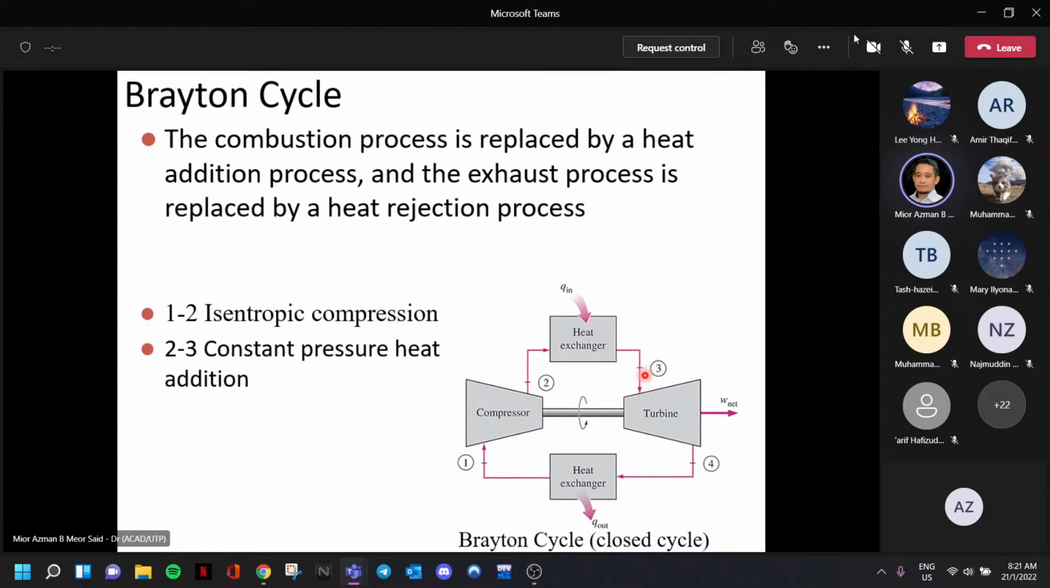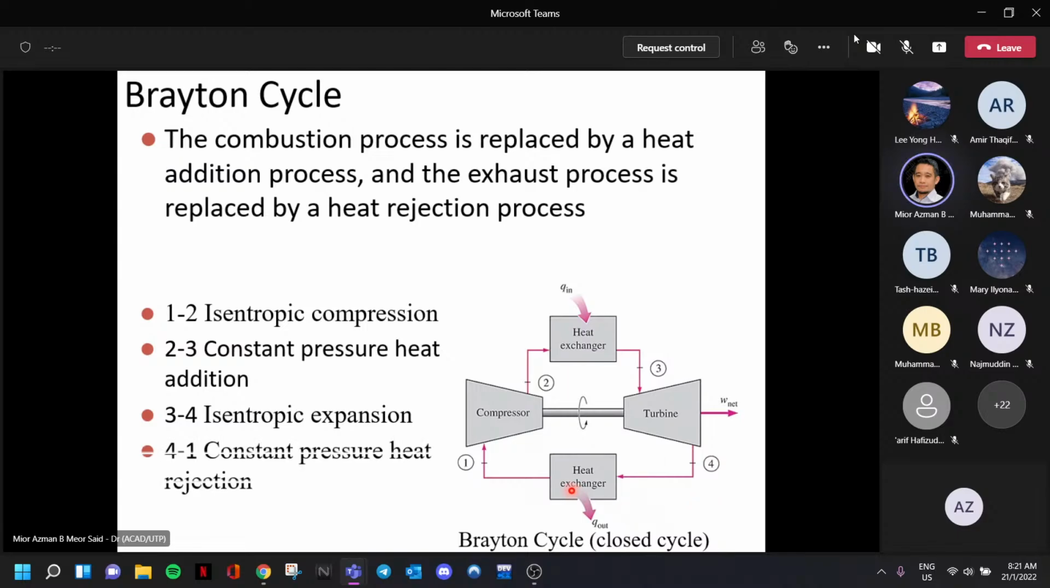And we shall take a look at 3 to 4. 3 to 4 is isentropic expansion. Again, we assume there are no losses in this turbine, so it is an isentropic process, delta S equals 0, change of entropy equals 0. And then here you have the work net output. And 4 to 1 is the heat rejection. Heat rejection from 4 to 1 is at constant pressure, which makes our life easy. Once you see this constant pressure, you know that P4 equals P1, which makes your calculation easy, right?